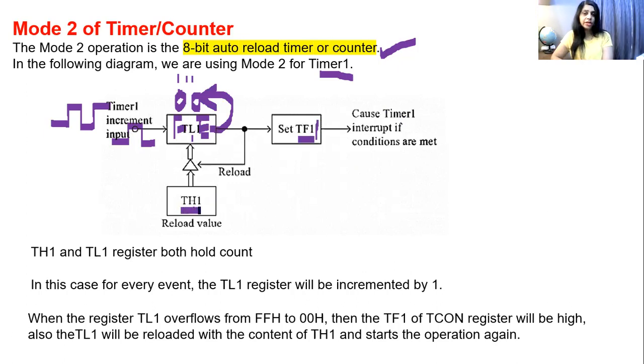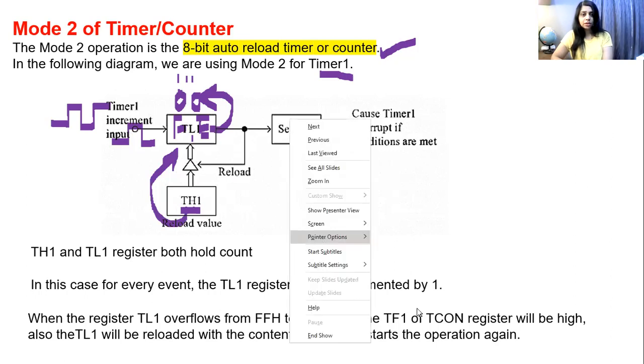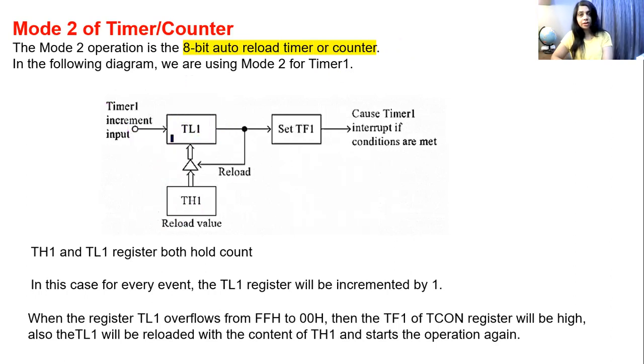Now what about TH1? TH1 is not incrementing. So whatever count is there will get reloaded into TL1. It is not necessary that the count is always 00. The count may be anything. Suppose I have entered 35 here, so here also there is 35.